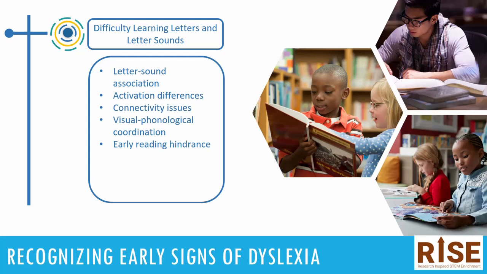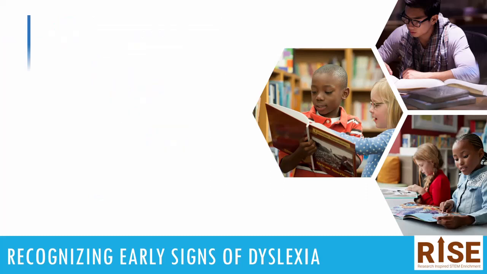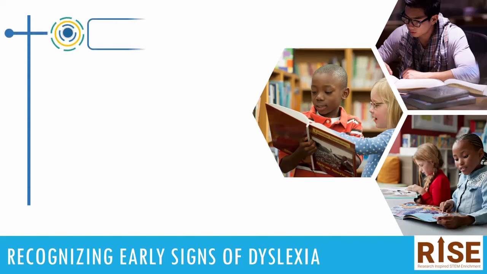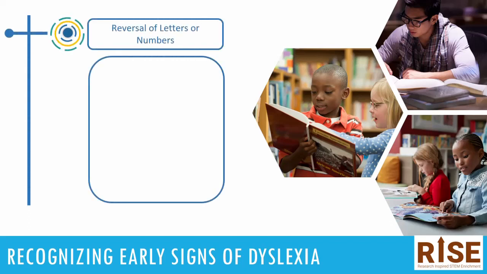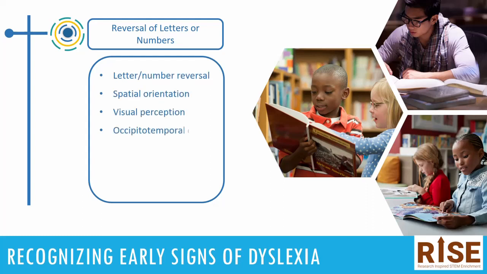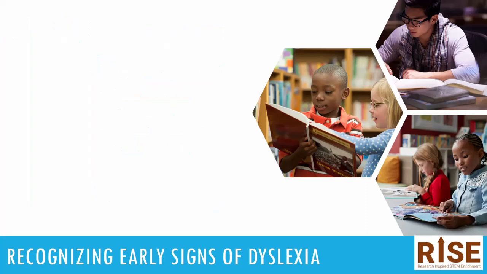Reversal of letters or numbers. Constantly reversing or confusing letters and numbers suggests difficulties in spatial orientation and visual perception, which are common characteristics of dyslexia. The occipitotemporal cortex, including the visual word form area, VWFA, may show atypical activation, impacting the efficient processing of visual information. These challenges contribute to the child's struggles in accurately perceiving and reproducing symbols, affecting both reading and writing.